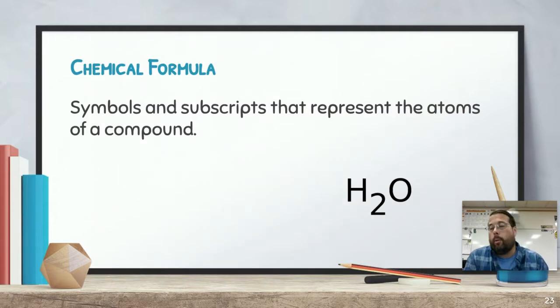Okay, a chemical formula with balanced equations. Remember, a chemical formula are those symbols and subscripts that represent the atoms of a compound. So if we have water, which is H2O, that tells me there's 2 hydrogen, 1 oxygen in every molecule of water.